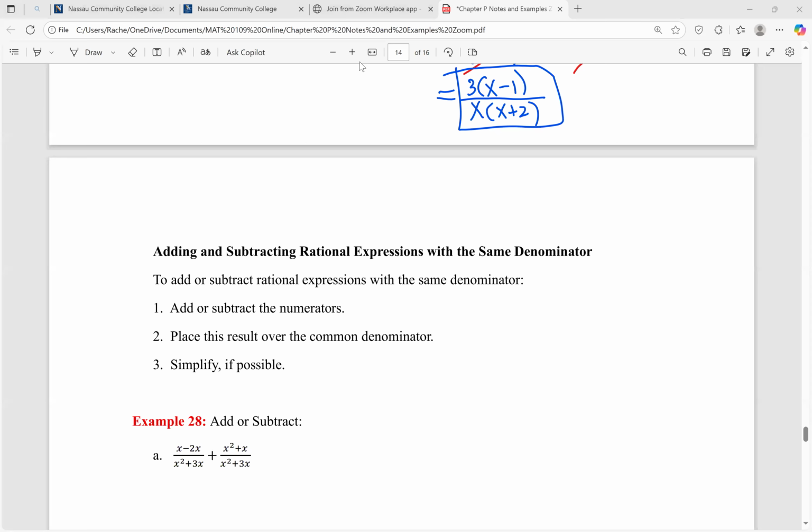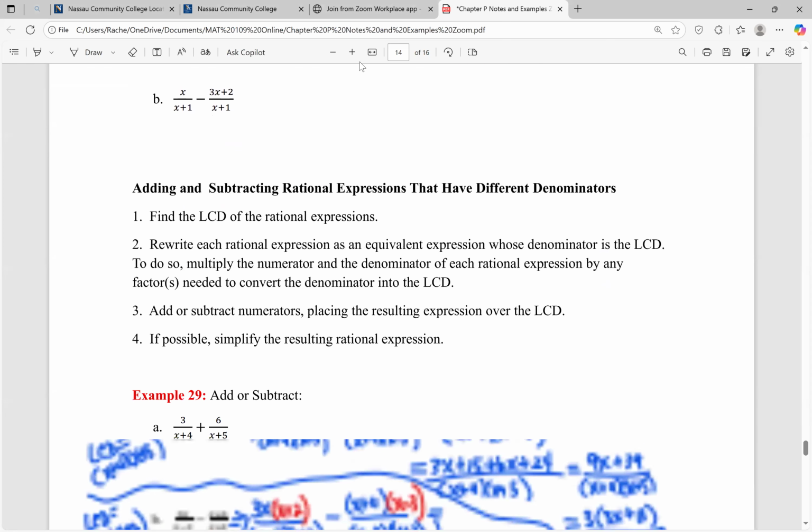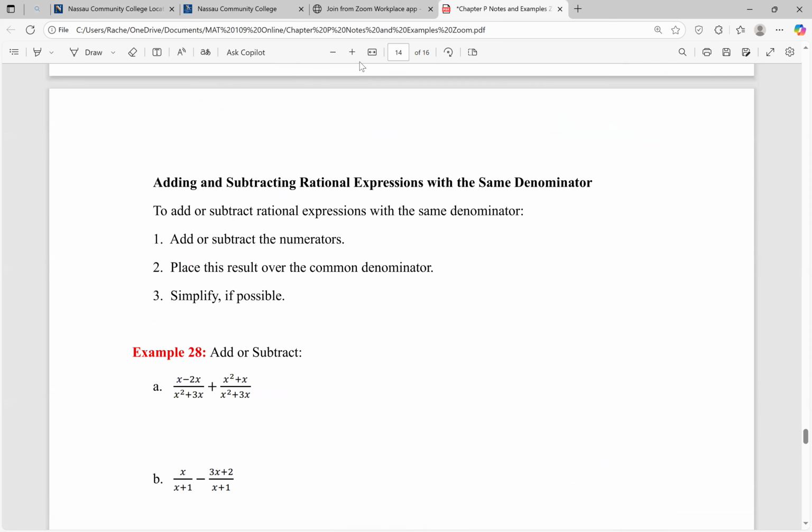In this lecture, we're going to wrap up the section on adding and subtracting rational expressions and simplifying complex expressions. So we're up to example 28, and before we get to example 28, let's remind ourselves how to add and subtract fractions, because that's really what we're doing. We're going to have rational expressions, and we're going to add or subtract them.